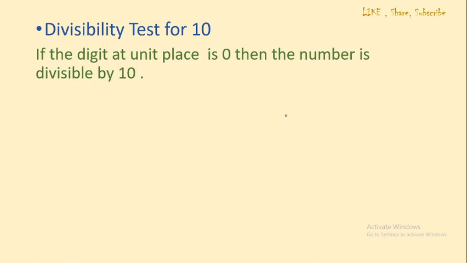Next one, divisibility test for 10. What is the divisibility test for 10? You should have 0 at the unit place. If the digit at the unit place is 0, then the number is divisible by 10. So let us check out.